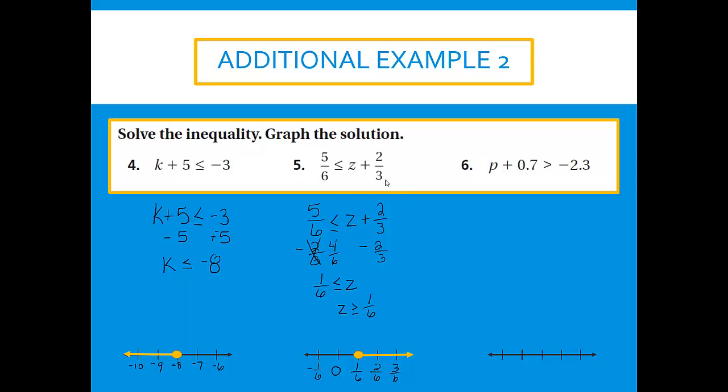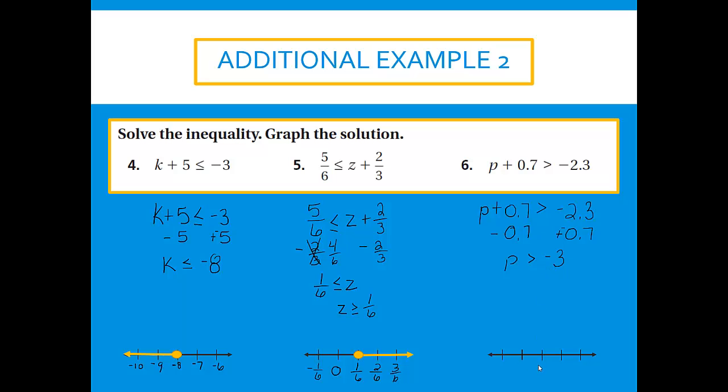And now for number 6, I have P plus 7/10 is greater than negative 2 and 3/10. I'm going to undo the addition by subtracting 7/10 from each side. So I'm going to have P is greater than, and when I subtract negative 2 and 3/10 minus 7/10, I will add the opposite. So I have negative 2 and 3/10 plus negative 7/10, which would be negative 3.